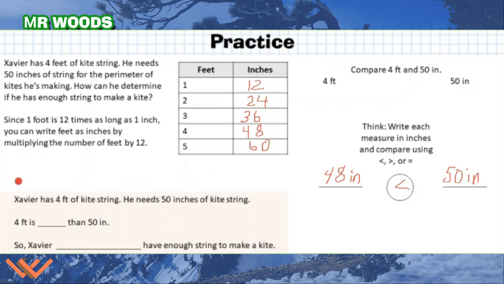Let's take a look down here. Xavier has 4 feet of kite string. He needs 50 inches of kite string. 4 feet is less than, so I'm going to say less than, or I could just write less. So Xavier does not, and let's just write this out, D-O-E-S, does not have enough string to make a kite. He needs 2 more inches.